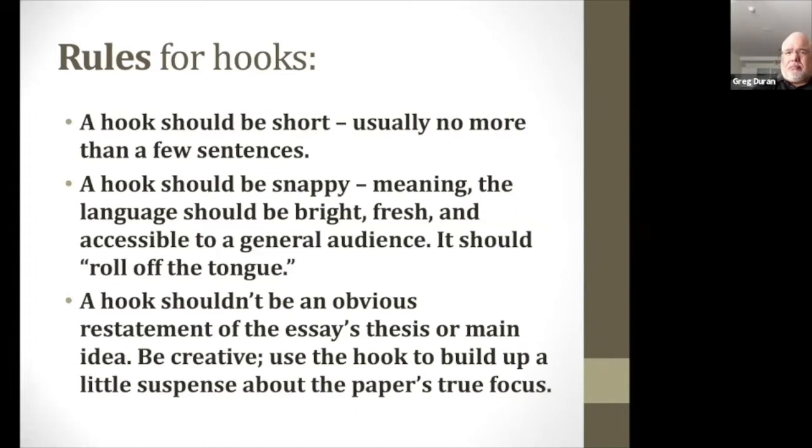And one thing that a lot of people don't think about when writing hooks is that you don't necessarily want to give away the thesis so quickly, right? You can build up a little bit of suspense in your introduction with the background information that you're going to provide. So try to use a hook that maybe is on the topic, but is slightly off center. And the example hook that we're going to see in a moment is a good example of that as well. Okay, so next slide.